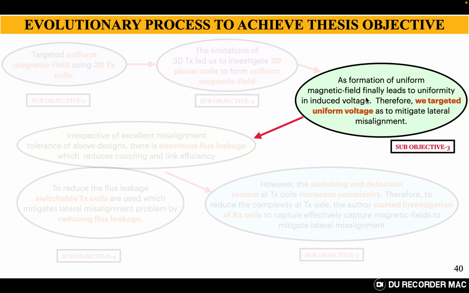As we already discussed, the limitation of the previous sub-objective is that we directly targeted the uniform magnetic field, instead of reconfirming whether that is the optimal objective function to mitigate the lateral misalignment problem. So later we understood that let's try with uniform induced voltage as the target objective, and let's find what would be the optimal magnetic field strength, whether it would be the uniform magnetic field which we previously targeted, or something else. That's what we are going to see in sub-objective 3.